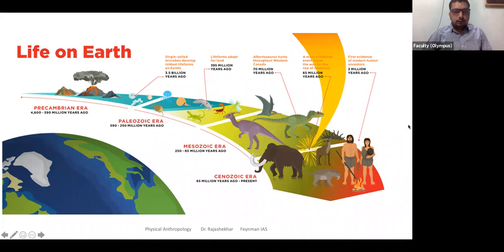So a few terms that we need to understand to see how life happened on Earth. Approximately, they say Earth was formed about 4.5 billion years ago. The formation of Earth is dated approximately to 4.5 billion years.